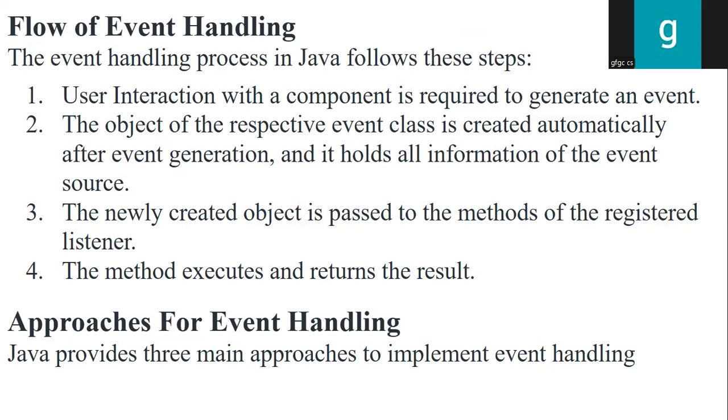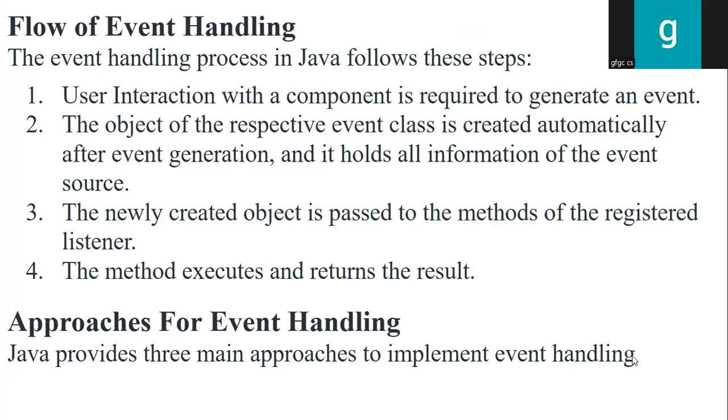Here, the flow of event handling. The event handling process in Java follows these steps. First, user interaction with a component is required to generate an event. Second, an object of the respective event class is created automatically after event generation, and it holds all the information of the event source. Third, the newly created object is passed to the method of the registered listener. Fourth, the method executes and returns the results.